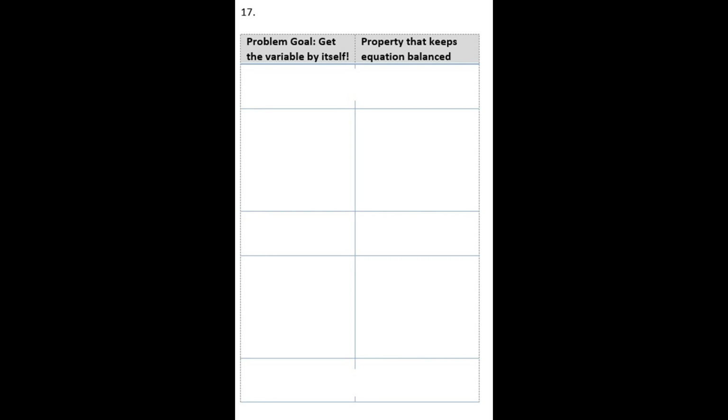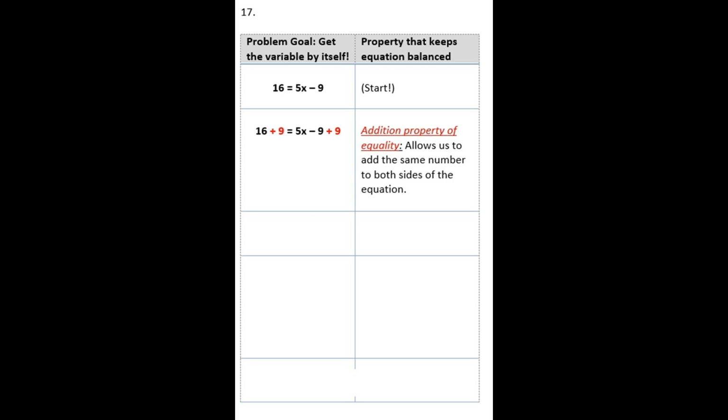Now remember, you can always plug in your values to check your problem and make sure that it's right. All right, so going to the last problem for tonight, our problem is 16 equals 5x minus 9. So how do we get that variable by itself? Well, we add 9 to both sides. Adding 9 gets rid of that minus 9 on the 5x side, but we also have to add 9 to 16. Again, that's the addition property of equality.